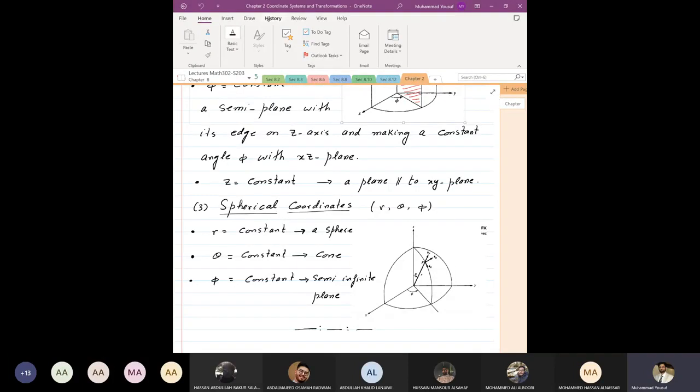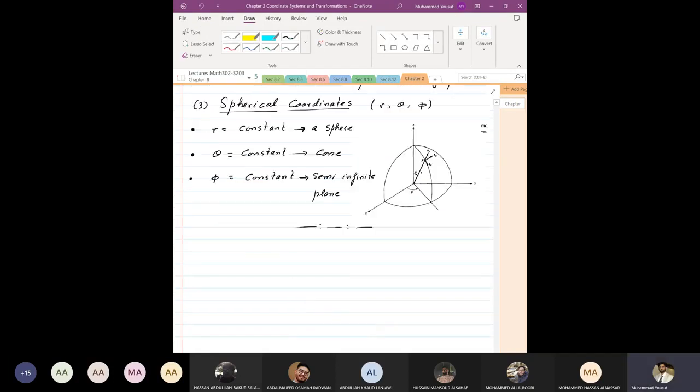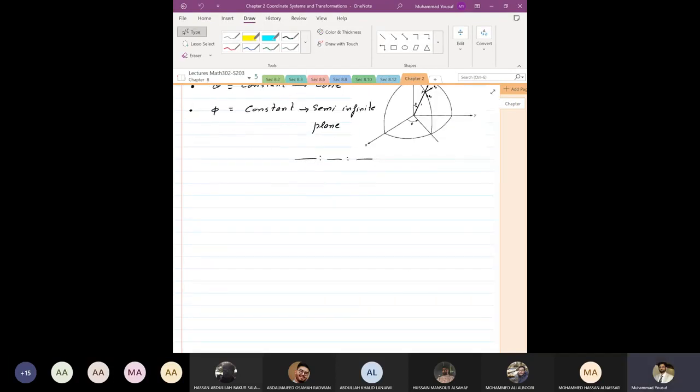Do you see the distance formula? Sorry, do you see the one on screen? Yes, we can see. Yes, we can see.